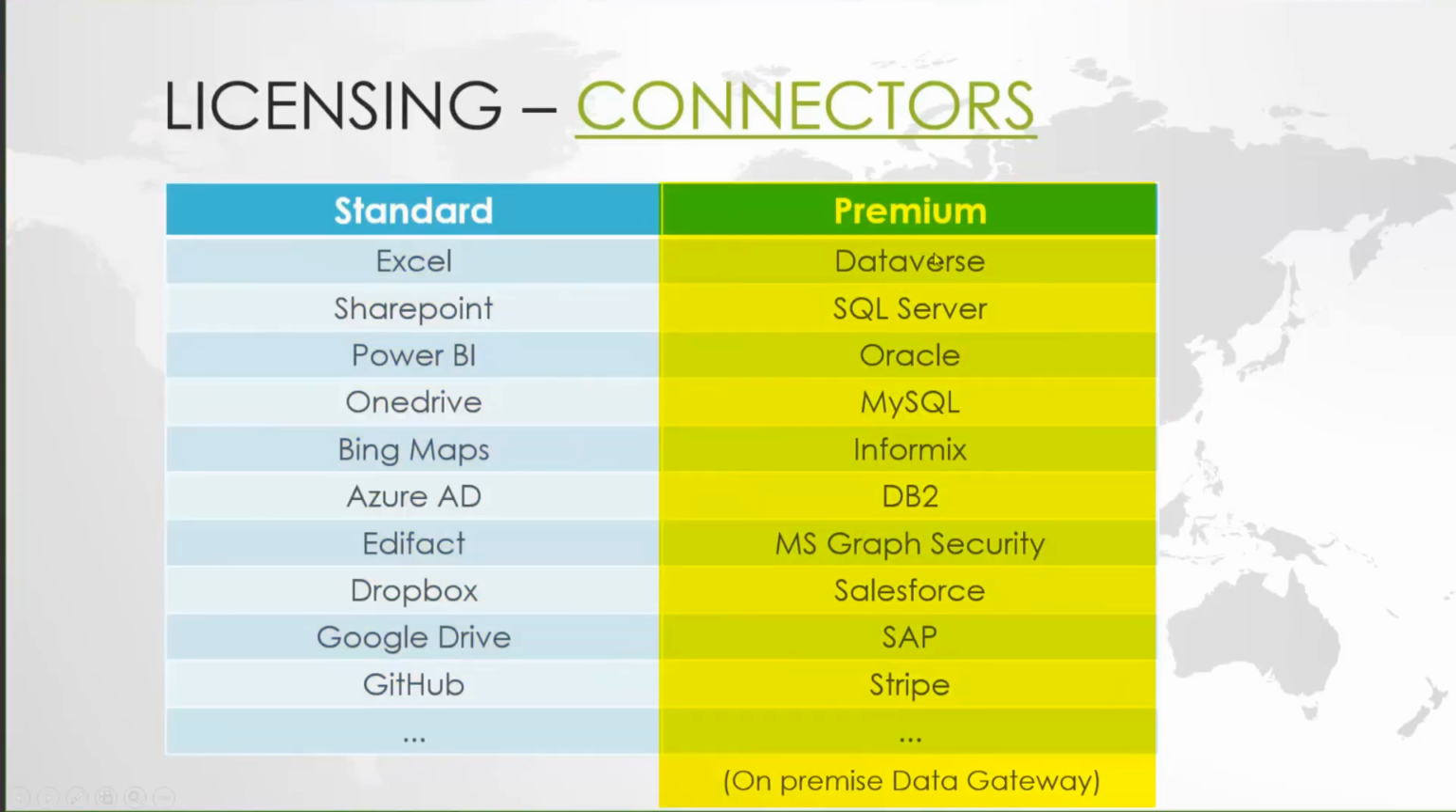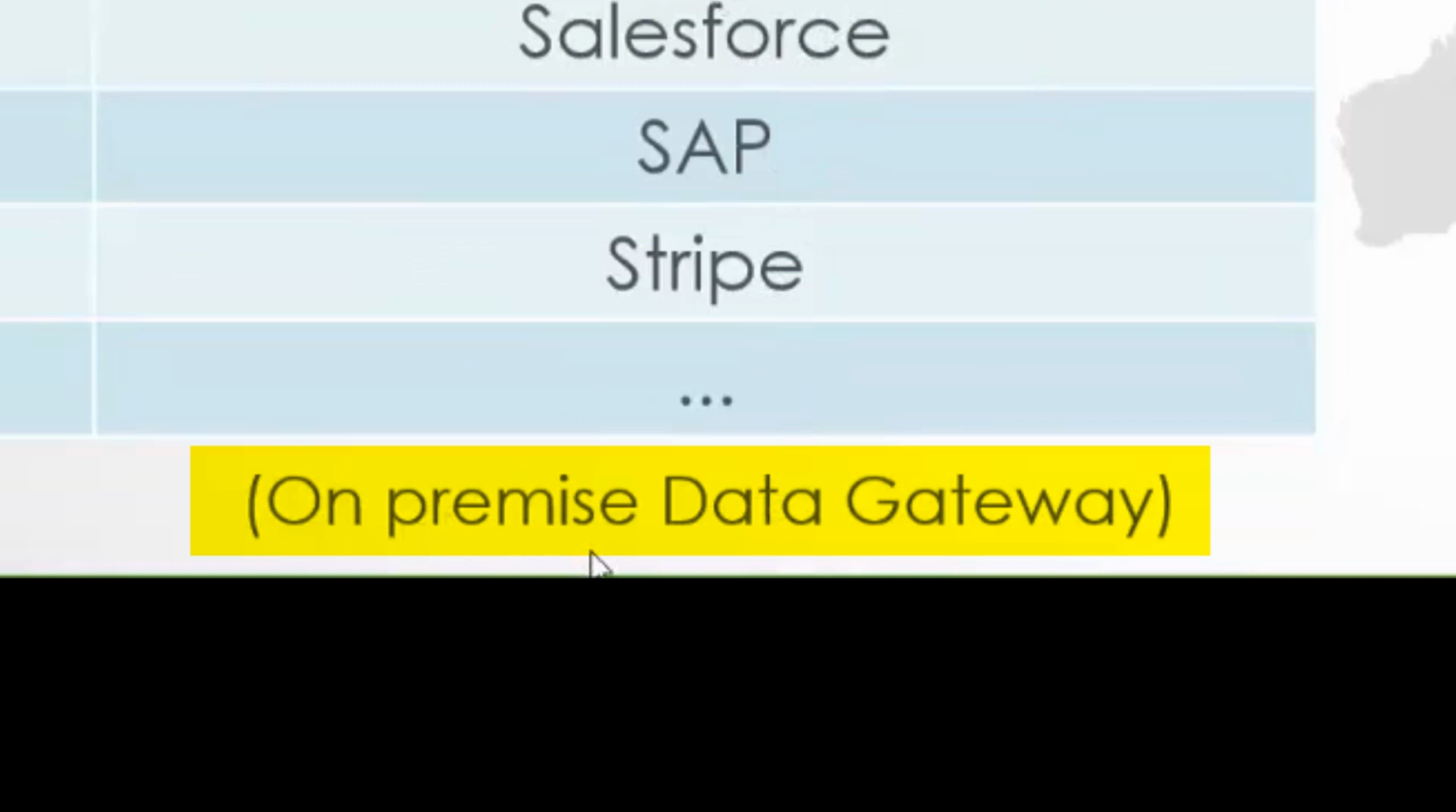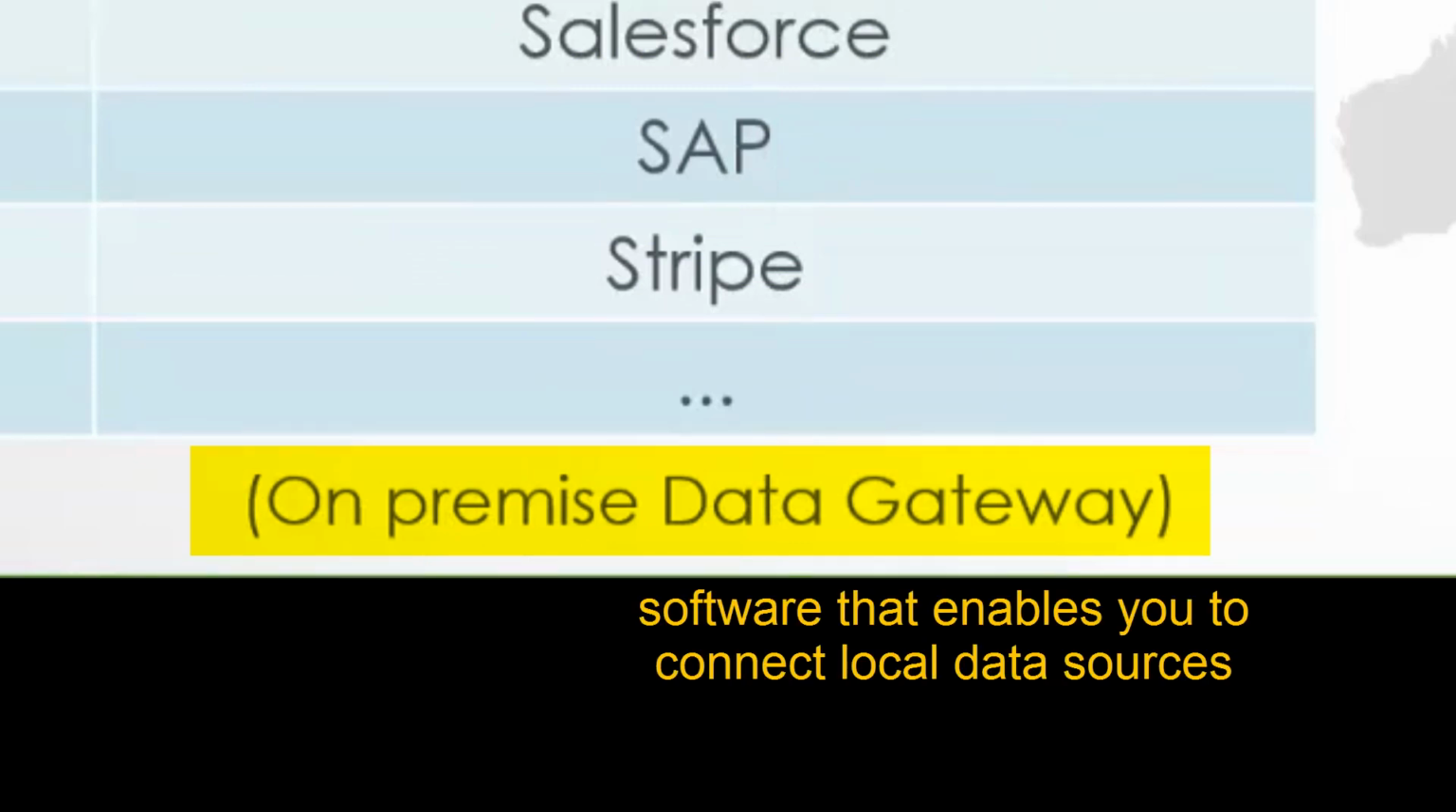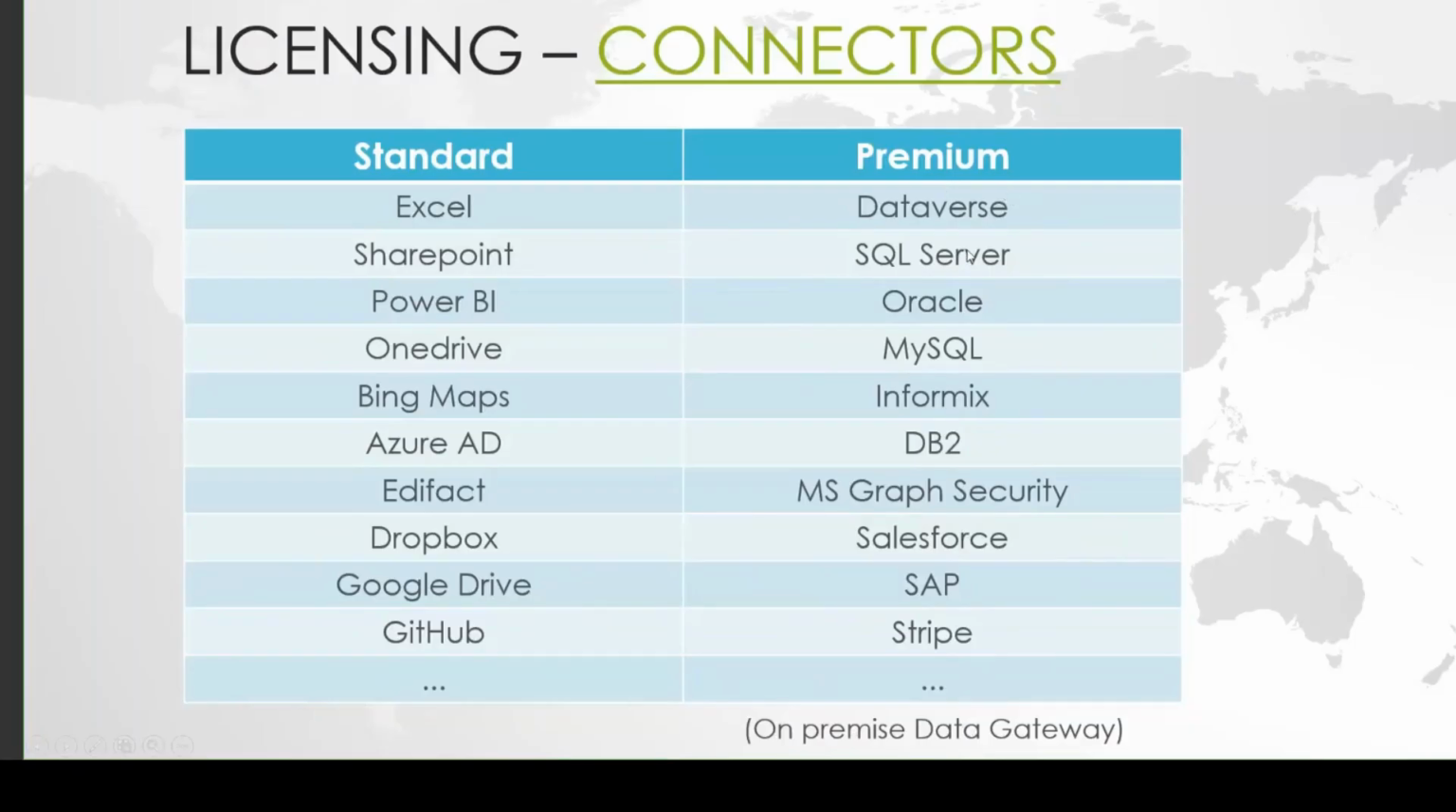And the premium connectors are Dataverse, SQL Server, all the major database servers, but also things like Salesforce, Graph Security, SAP, Stripe, things like that. So for this, only for the premium connectors, you have to buy an additional license, a real license for $10 or $40 per user. And I also included down below here in parentheses the on-premise data gateway. It's not a connector, but it's a software that enables you to connect your local data sources, SQL Server, etc., with PowerApps. And in order to use it, you have to buy a license, one of the 2 licenses. That's why I included it in this column here.